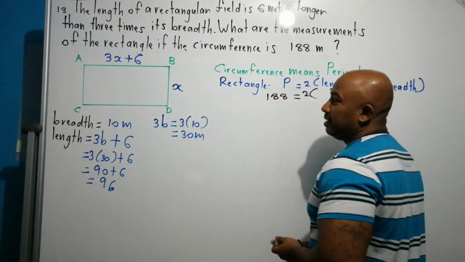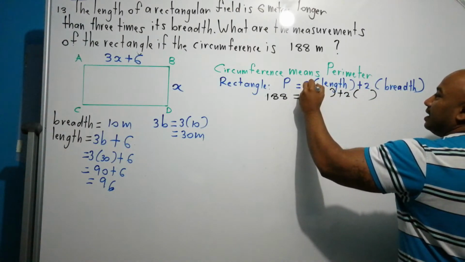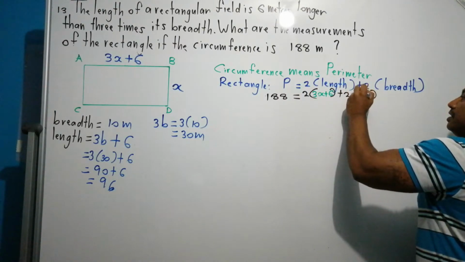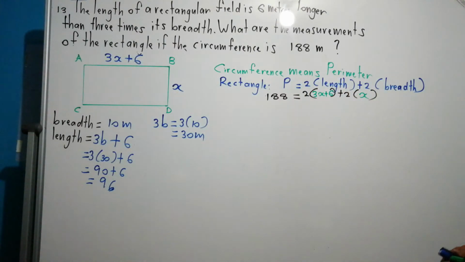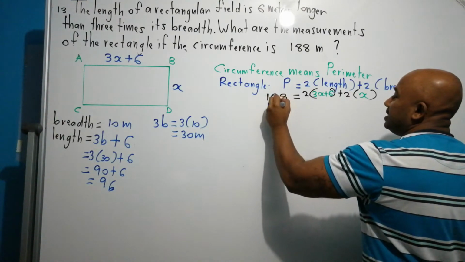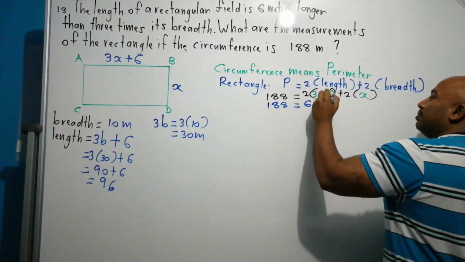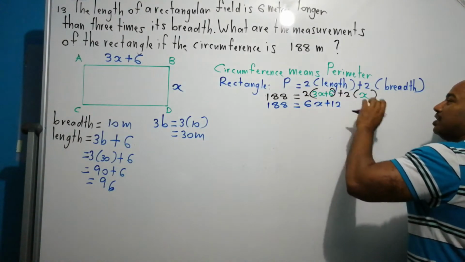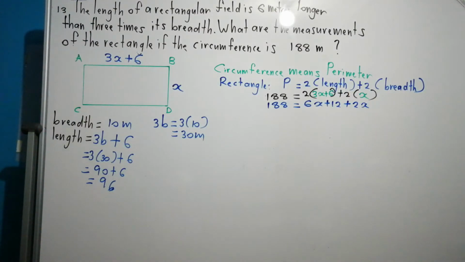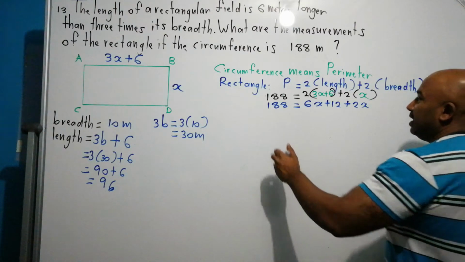What was the length in terms of x? The longer side, remember opposite sides are equal, is 3x plus 6, and your breadth is x. So now I have 188 is equal to 2 times 3x, which is 6x, 2 times 6, which is 12, and then we have 2x. This is a simple linear equation.